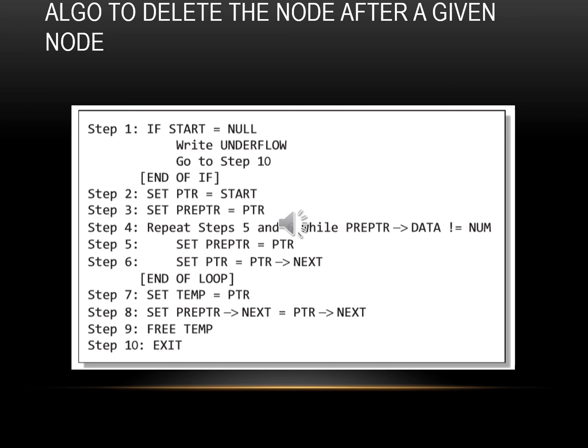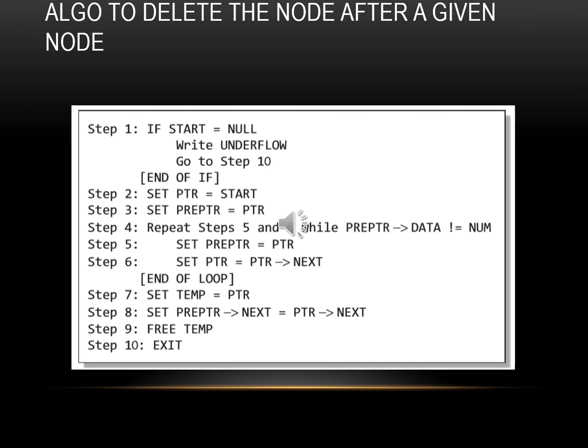The first step remains the same, and we take two pointer variables, pointer and pre-pointer. We set pointer to start and pre-pointer to pointer, and we keep moving them. This is step 4, which shows the loop condition, that is pre-pointer data not equal to the number. That means the node after which we want to delete. Set pre-pointer equal to pointer and pointer equal to pointer next. So we are basically moving them forward.